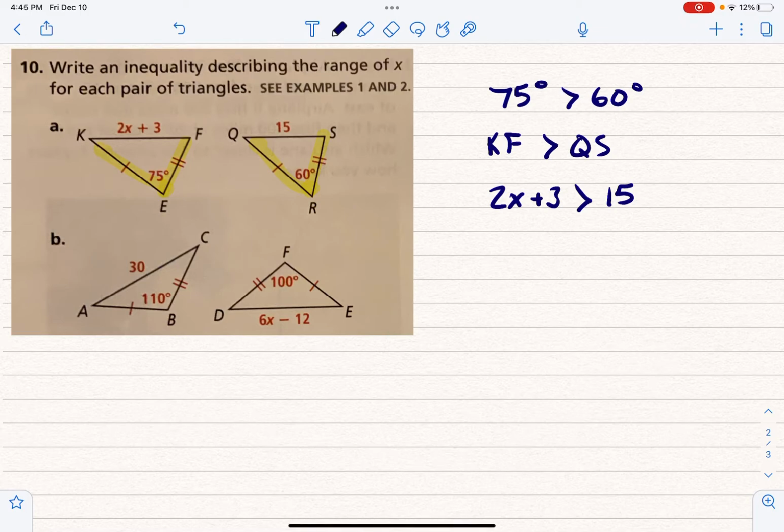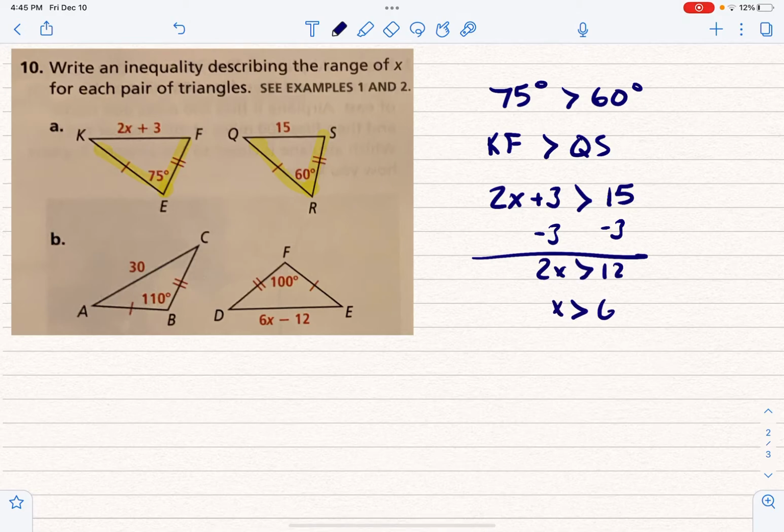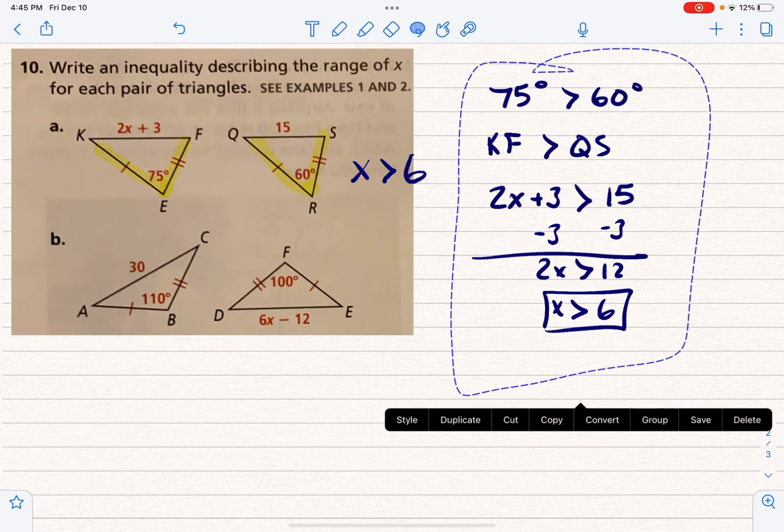And once you get to here, then it's easy to solve. You just subtract 3 from both sides, and you say 2x is greater than 12, and divide by 2, and you get x is greater than 6. And there's your answer. So for this one, x has got to be greater than 6 for this situation to be true. Okay, for the next problem, well, let's try that one.